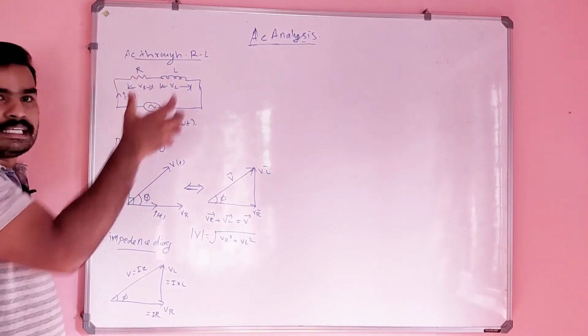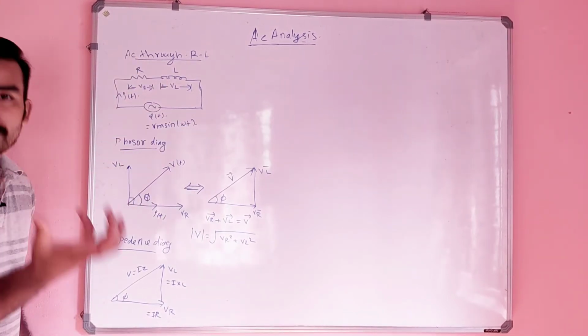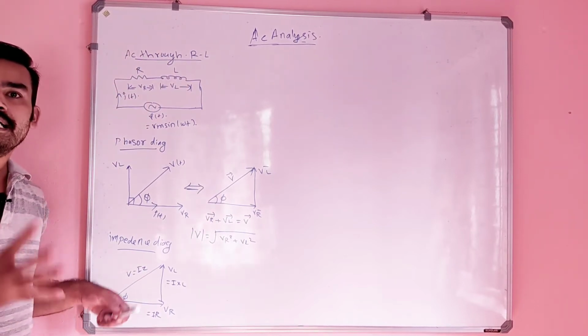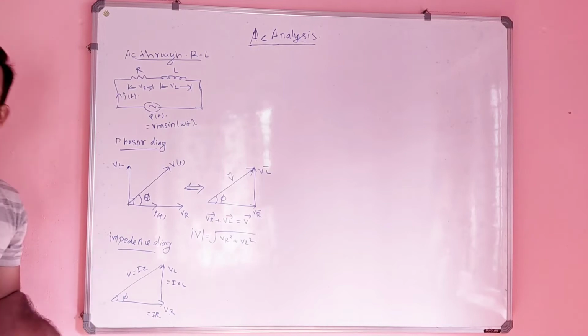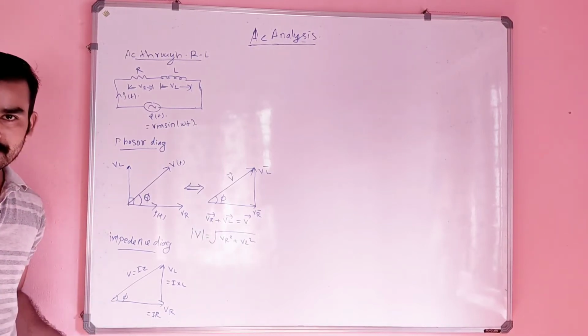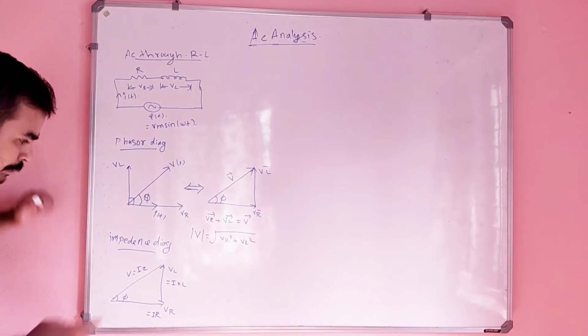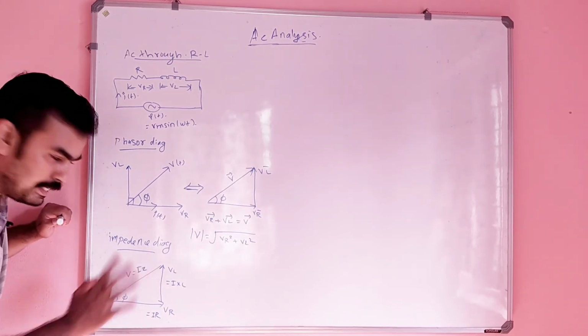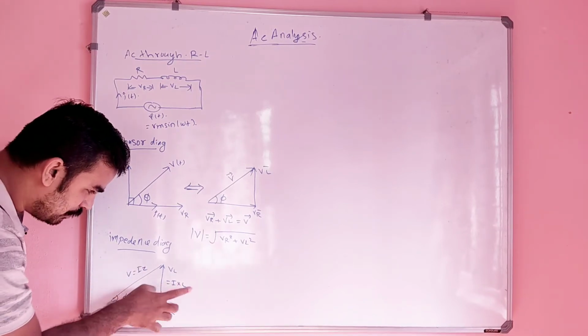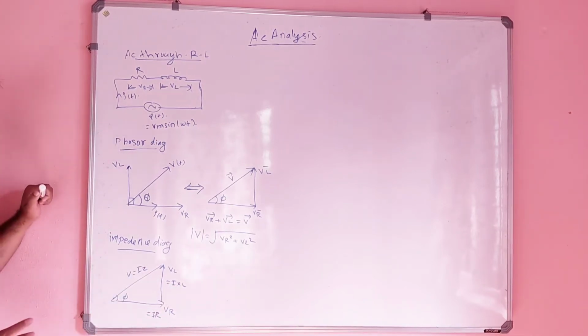Because in an RL circuit, it contains a resistor plus an inductor. The combination of resistor plus inductor, or resistor plus capacitor, is always represented as impedance, right? So this is I into Z. The common factor here is I. I into Z, I into XL, I into R, all have I.